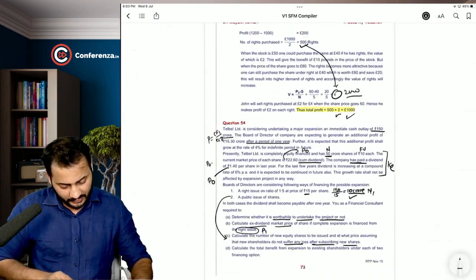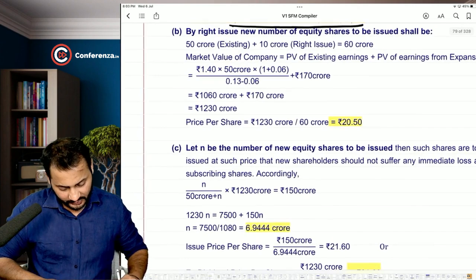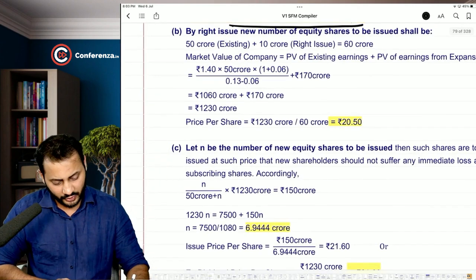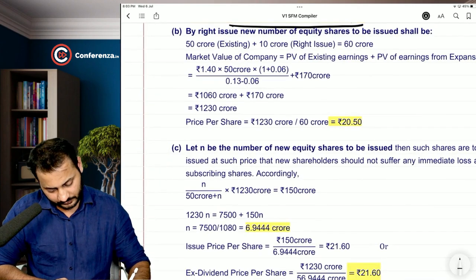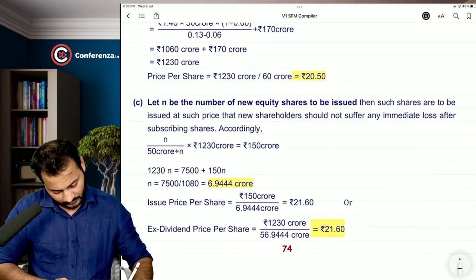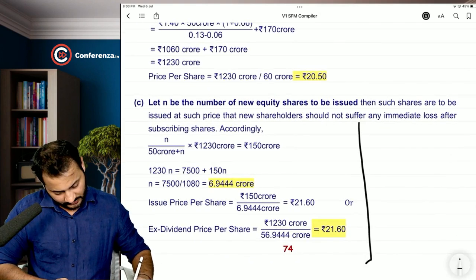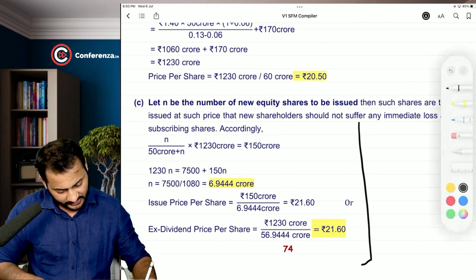In the compiler, they have given so many things here. What you can simply do in this case is write down step by step.